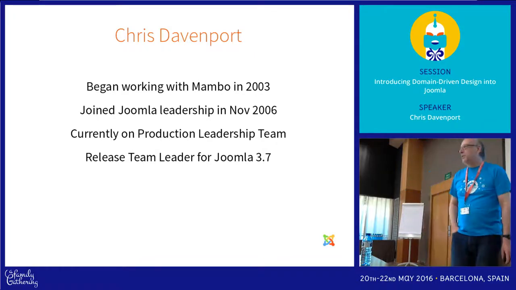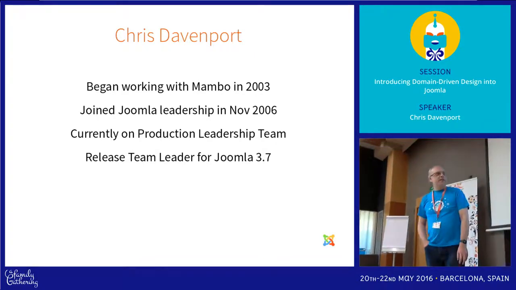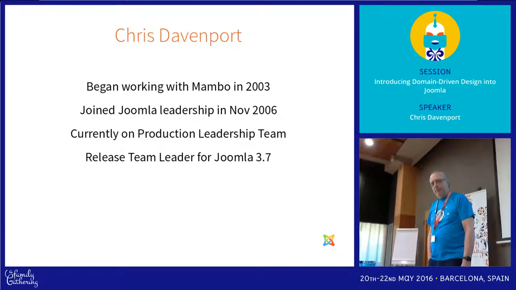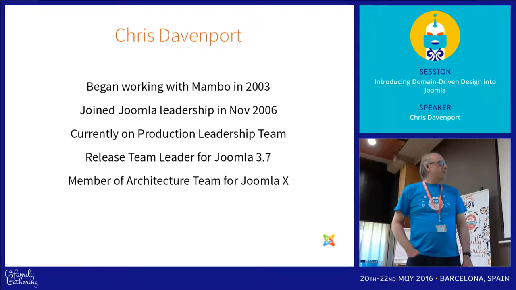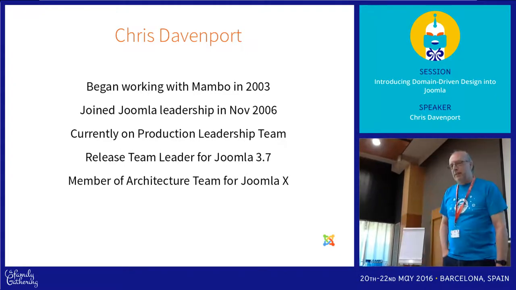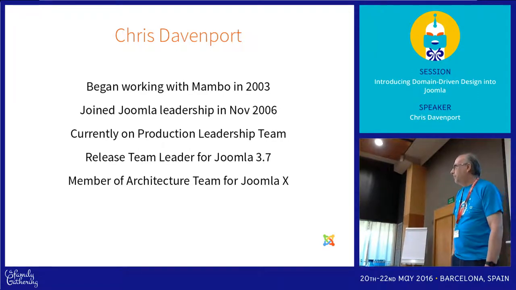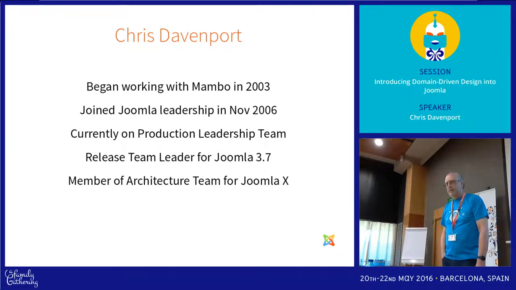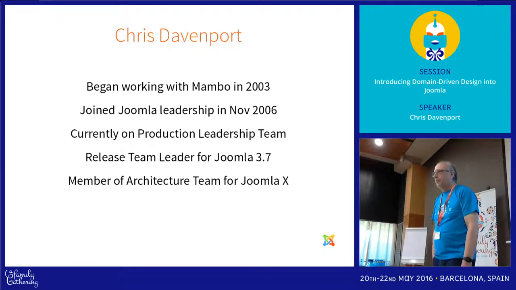This 3.7 is the release that was formerly known as 3.6. As you probably already knew. And I'm also on the architecture team for Joomla X, which was formerly Joomla 4. But to be fair, I haven't actually done any work on that for some time. So I've been focusing on the release.